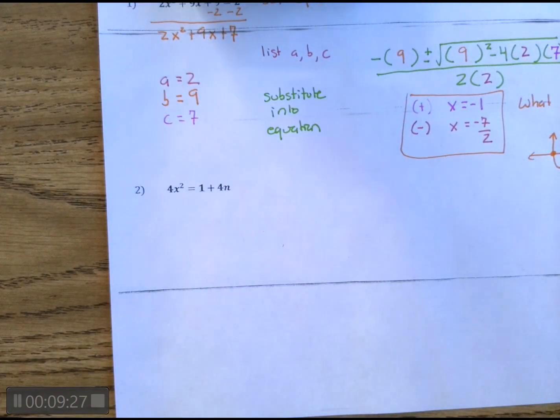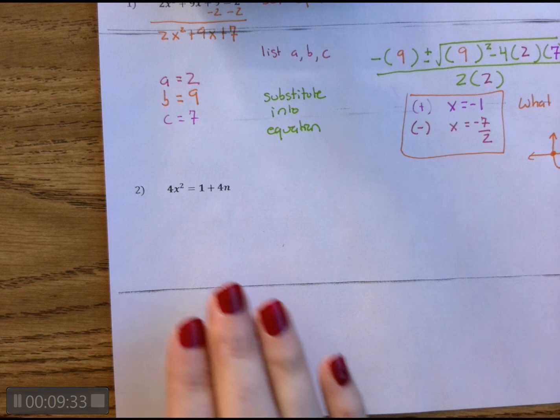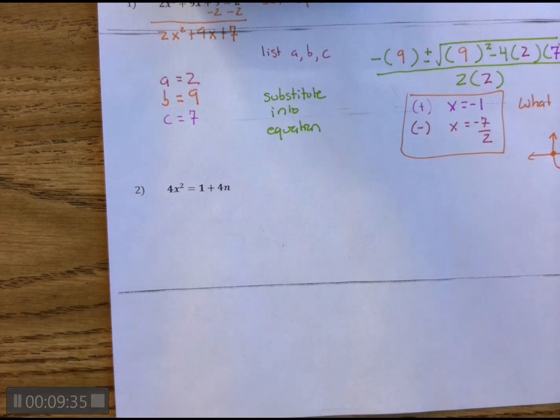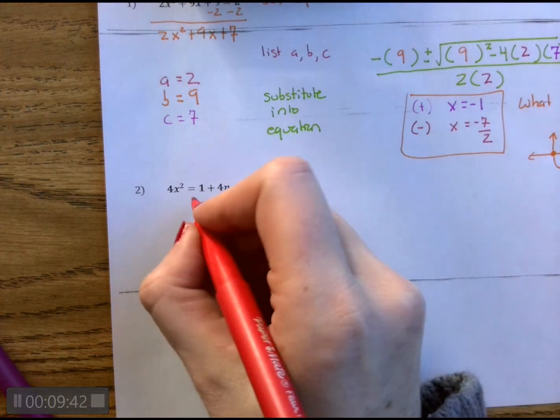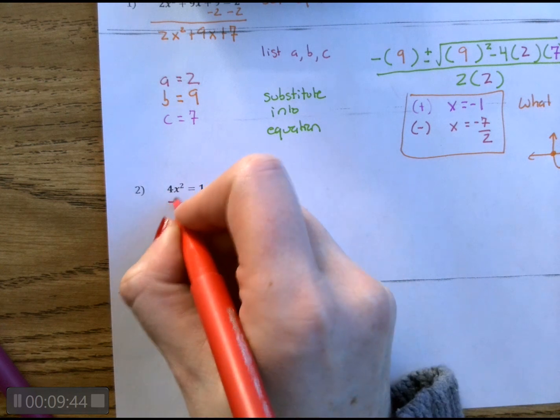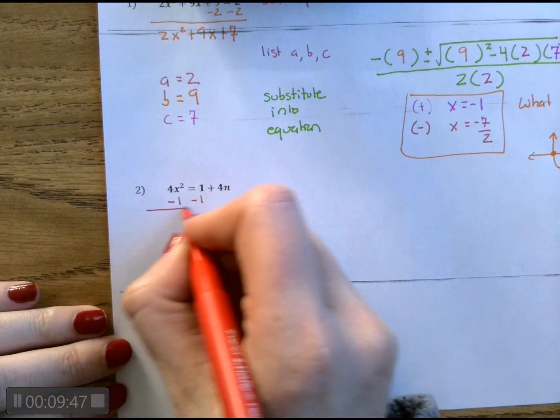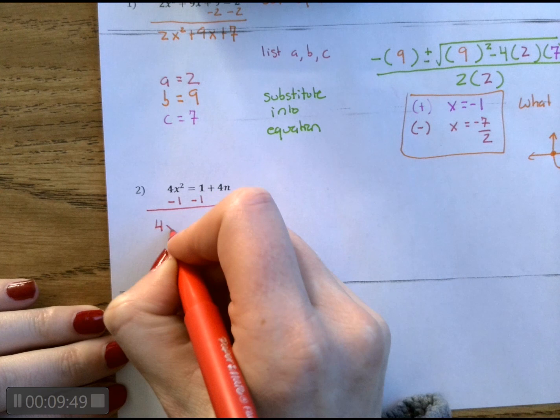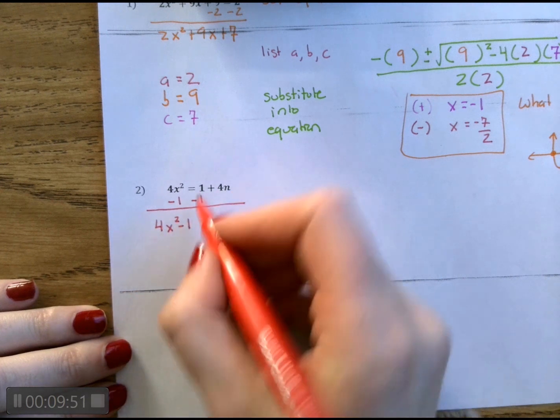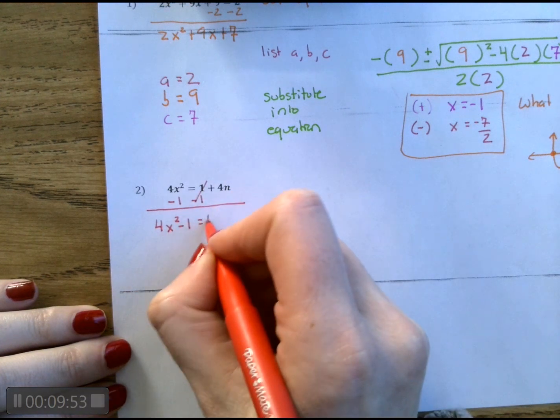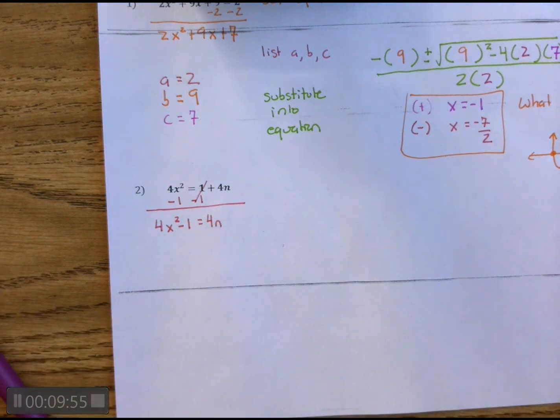Okay. We have 4x squared equals 1 minus 4x. I always like to get everything over to the left-hand side and have the 0 on the right-hand side. So in order to get the right-hand side to be a 0, I need to subtract 1. Okay, that's a very good start. And then I get 4x squared minus 1. That cancels out, equals 4x. But that's still not equal to 0, so I need to do it again.